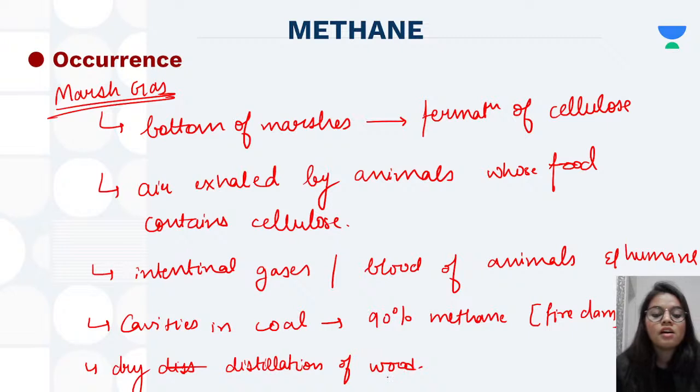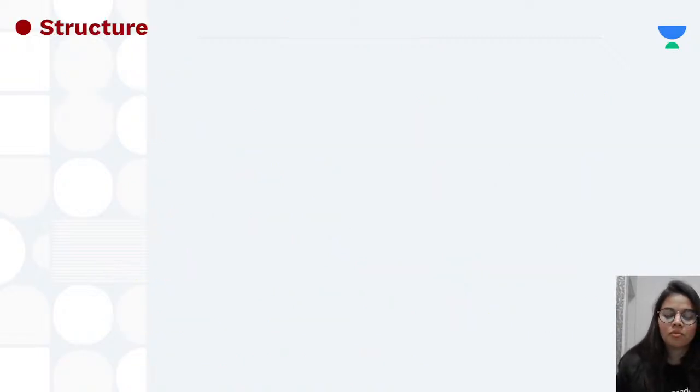Okay. Now students, talking about ethane, where does ethane occur? It is present with the methane. We have 10 to 20% of ethane with the methane that we are getting. All right. Now talking about the structure of methane.